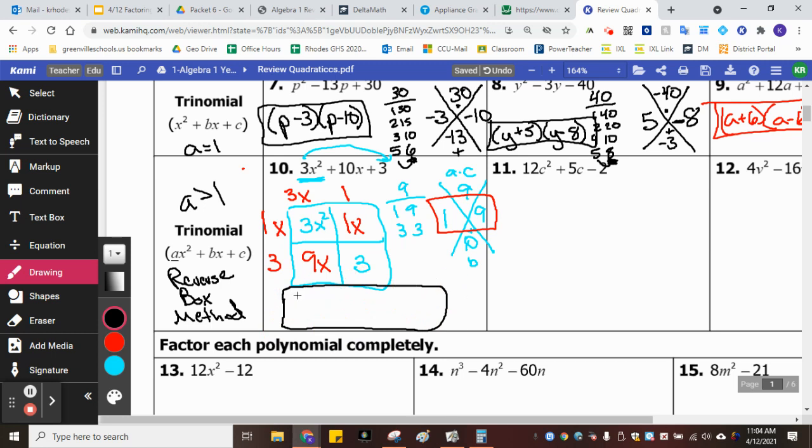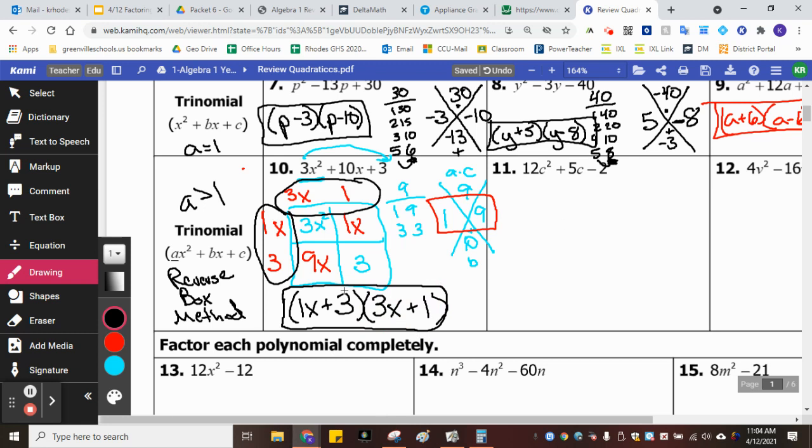All right, your answers are the outside. And make sure you put some kind of sign with them. You can't just put 1x 3 because they're two different terms. It's a positive 3. 3x 1 is a positive 1, so put a plus sign.